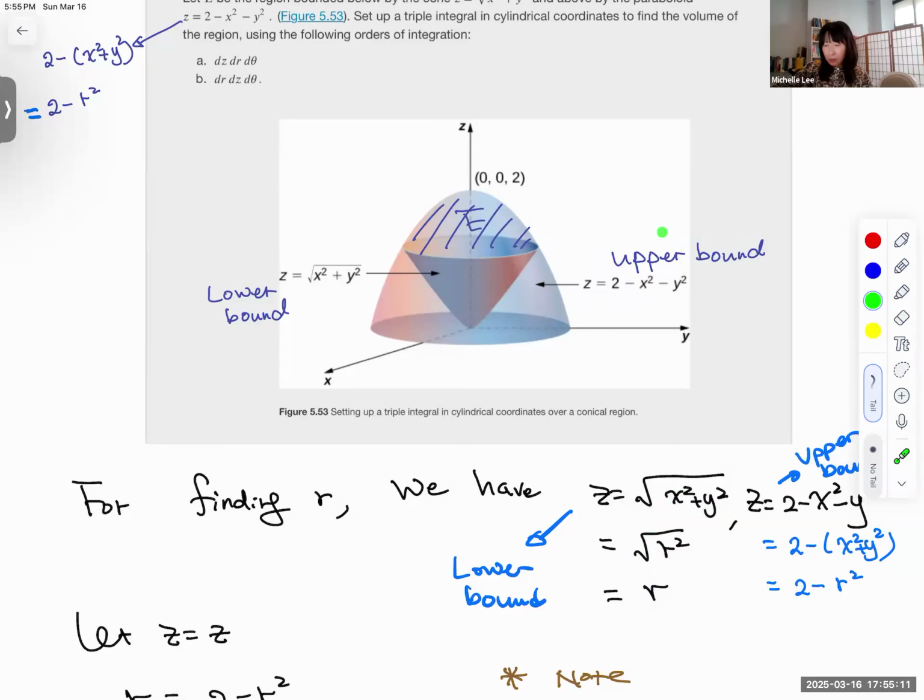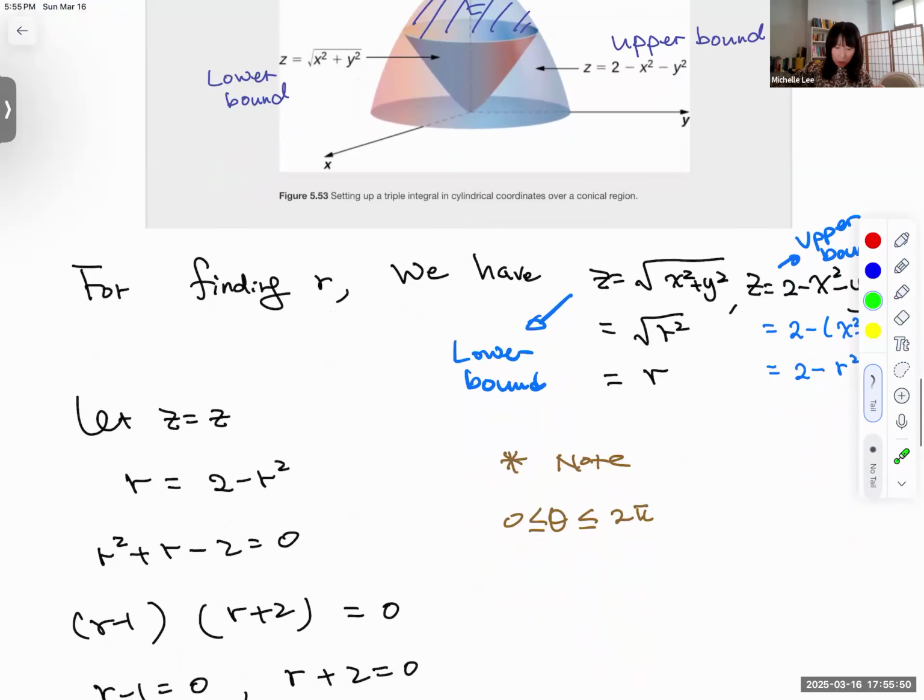And then for the upper bound, we have this function, and x squared plus y squared is r squared, so we have 2 minus r squared there. This will be the upper limit, and this will be the lower limit. So we understand this is the limit with respect to z. How about r? How do you find r?